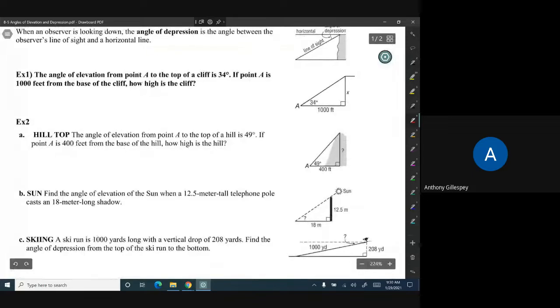All right, so the angle of elevation from point A to the top of the cliff is 34 degrees. They gave a picture of that. Point A is 1,000 feet from the base of the cliff. Find out how high the cliff is. What is x in relation to the 34 degrees? Opposite and adjacent, right? You'll use a lot of TOA here usually. So the tangent of 34 is equal to x over 1,000. So that's easy. x is going to equal the tangent of 34 times 1,000.